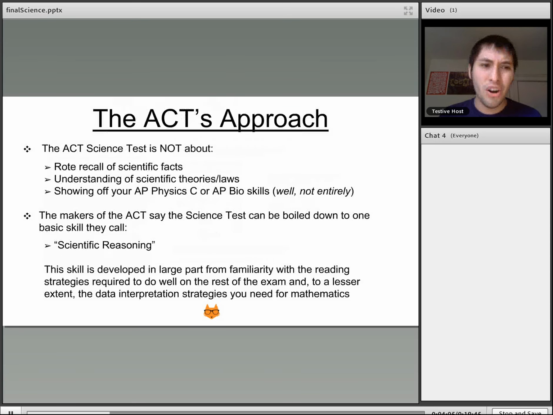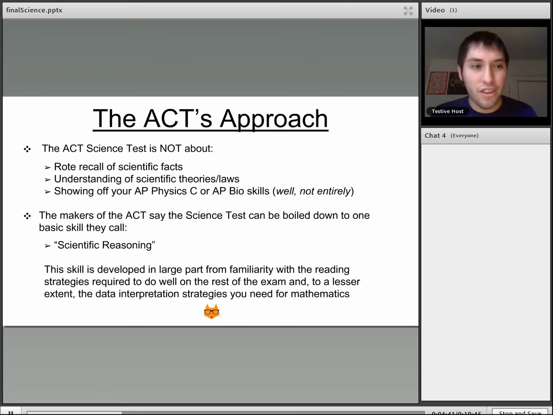So just to be clear, why are we doing this? How does the ACT justify doing this? Or why does the ACT test this at all? You know, the SAT doesn't test anything related to science per se. And what the ACT says is this isn't a test about rote recall of scientific facts. So it's not testing whether or not you know certain facts about science. It's definitely not testing your understanding of scientific theories or laws. And this isn't about showing off your AP Physics C or AP Bio skills entirely.